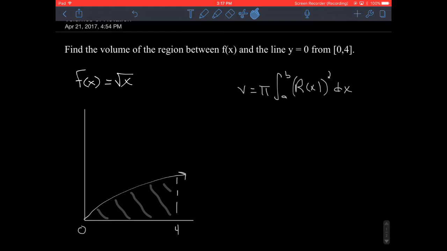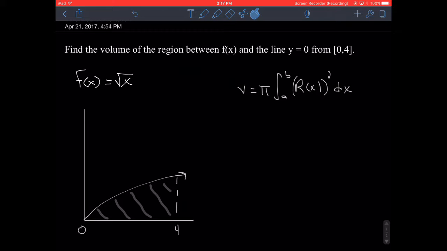Anyway, you're here to find the volume of the region between f of x and the line y equals 0 from 0 to 4. Well, it's a pretty easy procedure as long as you know that formula right there. V is equal to pi times the integral from a to b of r of x squared dx. We like to call this the disk method. Let's see what it looks like in practice.